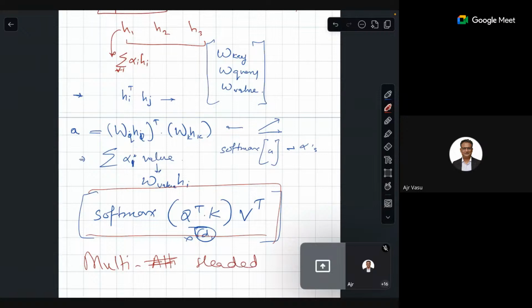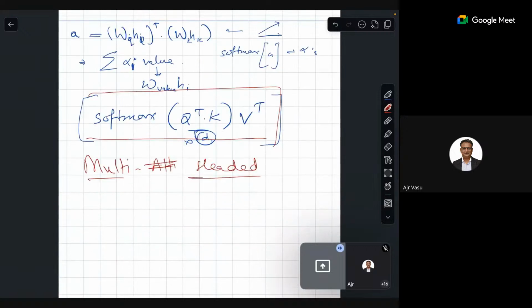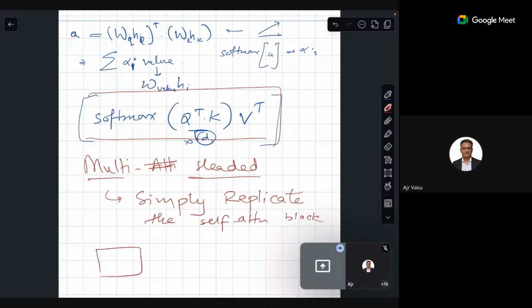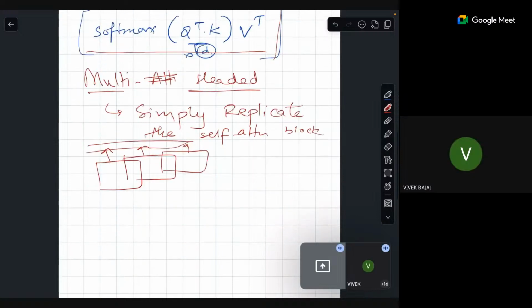This is clear. And there was a natural extension to this idea. Multi-headed attention, right? So can anybody tell me in one word, what does this mean? Basically, we are just expanding the scope of attention, with multiple self-attentions to focus on different parts of the data. So you simply replicate the self-attention block, nothing else, right? You have one block, you have two blocks, you have three blocks. Finally, how do you manage? You concatenate everything together.